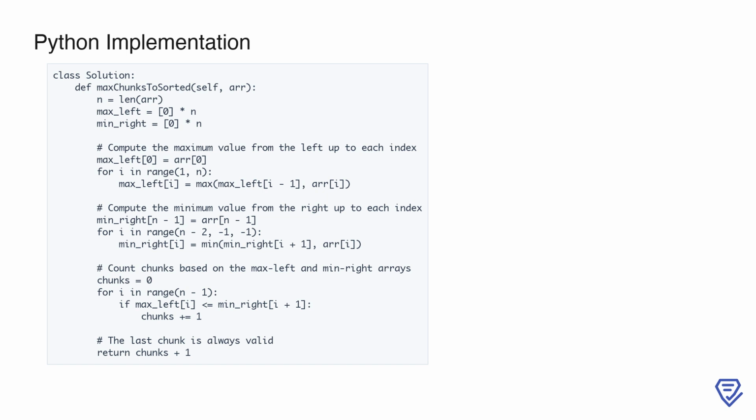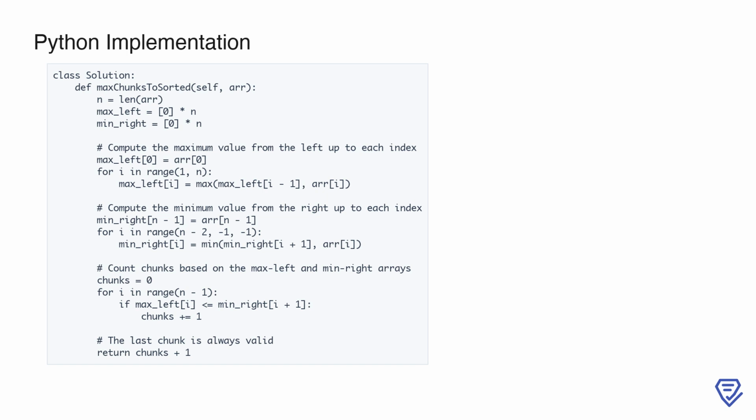Step 1. Compute max_left. This array keeps track of the largest value encountered from the start of the array up to each index. This allows us to determine the maximum value for the left side of a potential chunk. Step 2. Compute min_right. This array keeps track of the smallest value encountered from the end of the array up to each index. This allows us to determine the minimum value for the right side of a potential chunk.